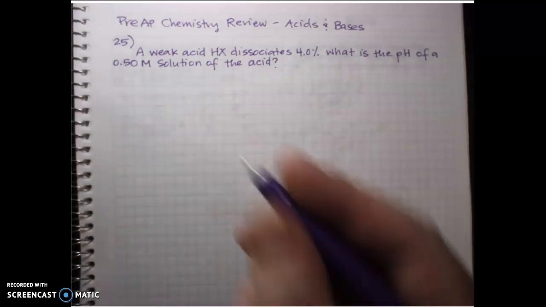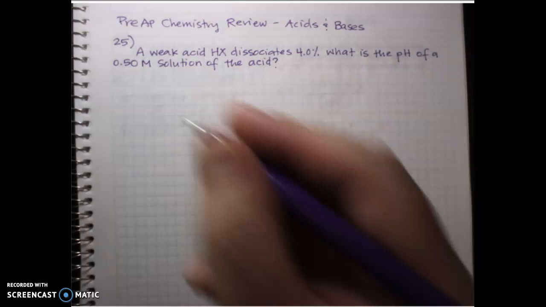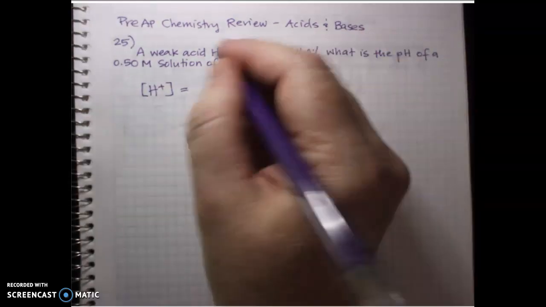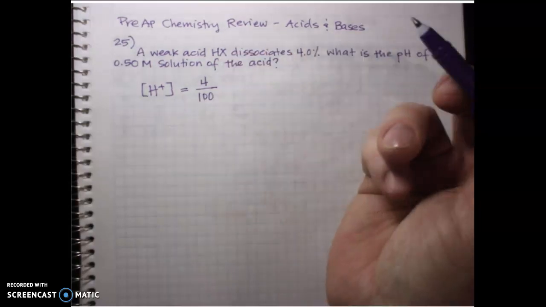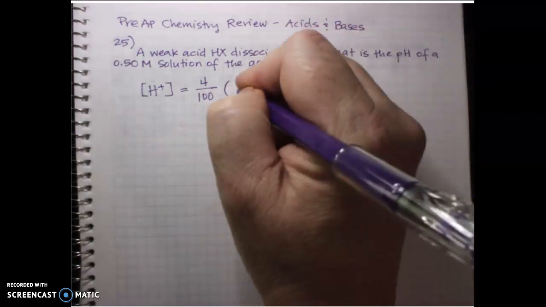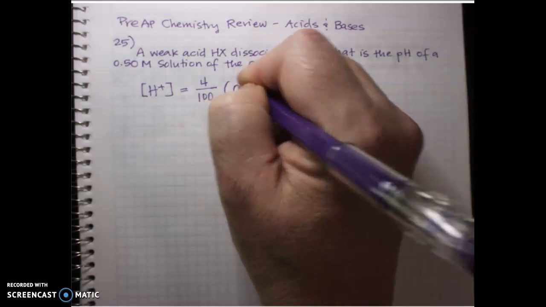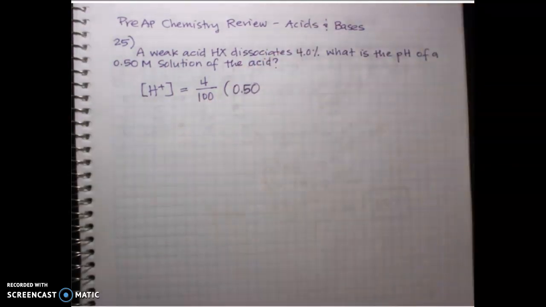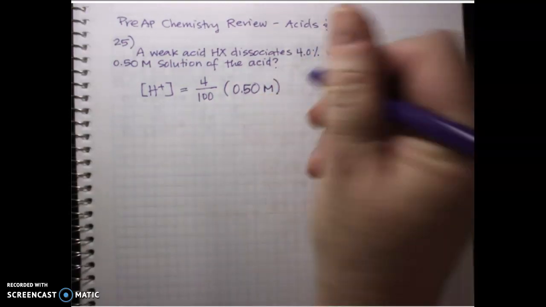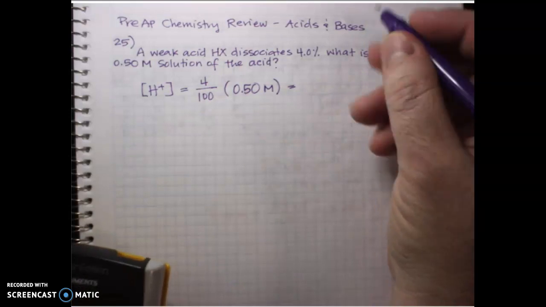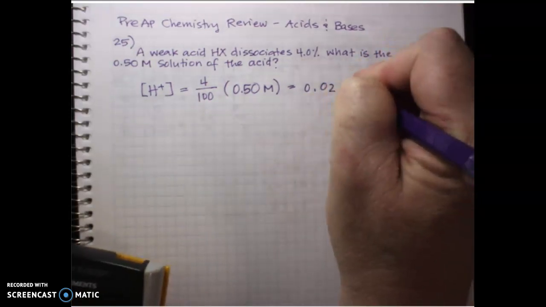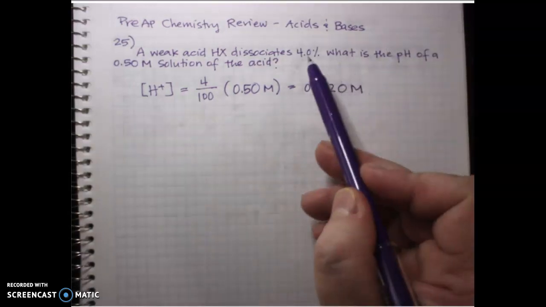All right, so what we know is that the concentration of the hydrogen ions after it dissociates, we know that that is 4 out of 100, right? That 4%. And we need that 4% of the concentration. So our concentration is 0.50 molar. So if we multiply that, 0.5, I get 0.02 molar. Okay, so that is our concentration of 4%.